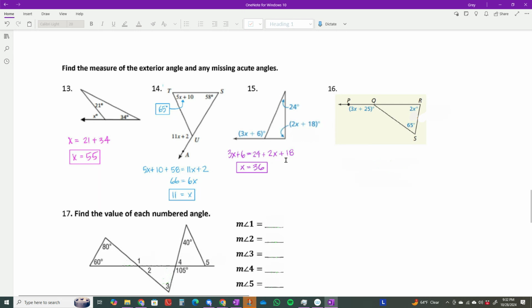So, all right, we already know that one's 24. This is the missing acute angle. 2 times 36 is 72, and 72 plus 18 is 90. So that's a 90-degree angle.